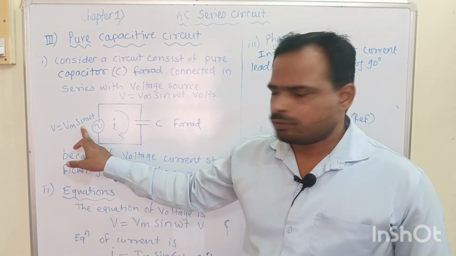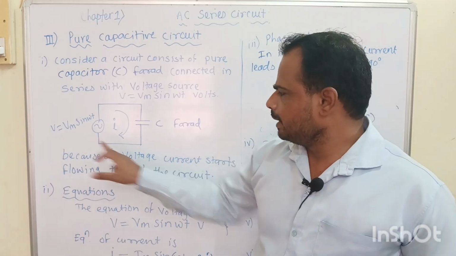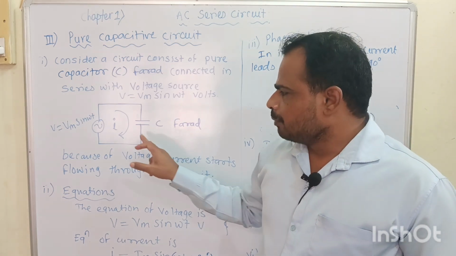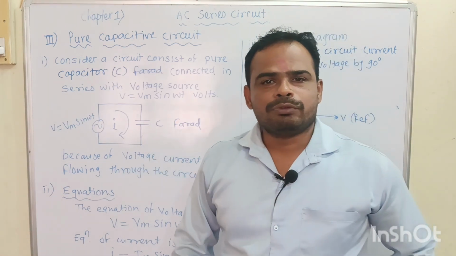The equation of the voltage source is V is equal to Vm sin omega t and the value of the capacitor is C farad. Because of the voltage, current starts flowing through the circuit.